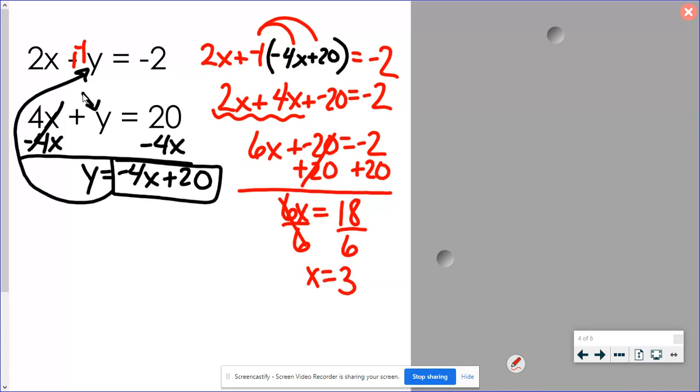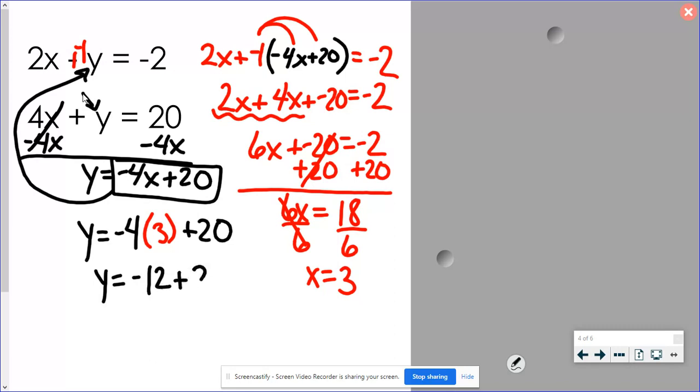And then again, when I know the x, I'm going to look for the y where it says y equals. So I'll have y equals negative 4. The x was 3, remember, plus 20. Negative 4 times 3 is going to be negative 12. Plus 20 is going to be 8. So my ordered pair, x and then y, is going to be 3, 8.